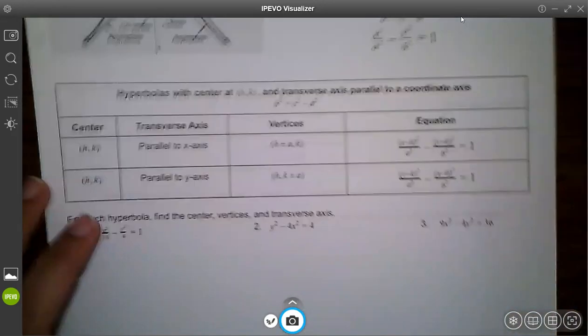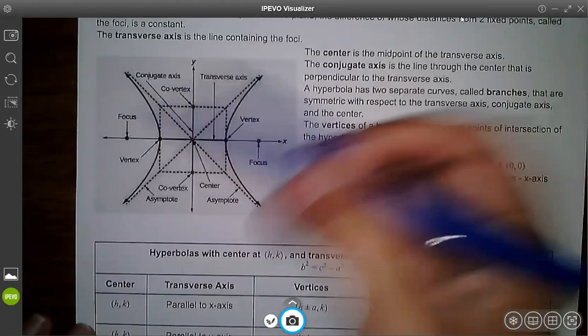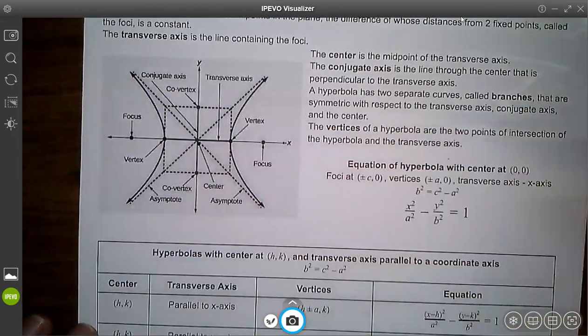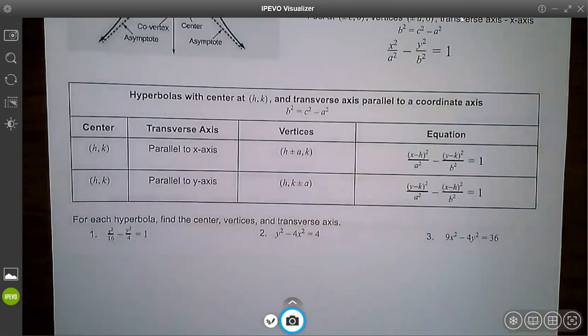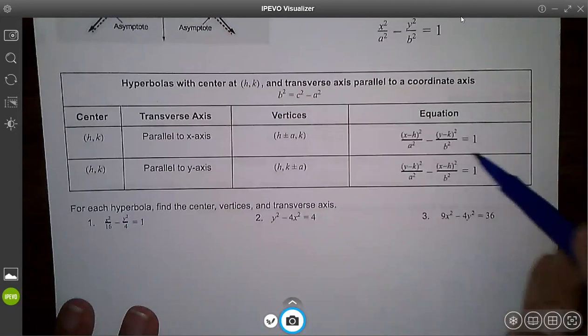The only thing you need to know with this, because we used to have to graph the whole thing and find the asymptotes that go here, is the transverse axis, the center, and the vertices. Okay, the center, the vertices, and the transverse axis. So these are the equations.